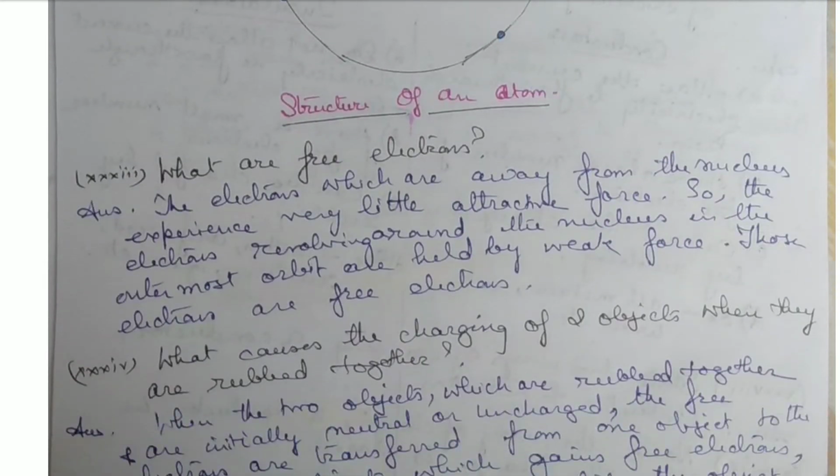The free electrons are those electrons which are away from the nucleus and have very little attractive force, and that's why they are known as free. They are away from the nucleus. So the electrons revolving around the nucleus in the outermost orbit are held by a very weak force. Those electrons are known as free electrons.